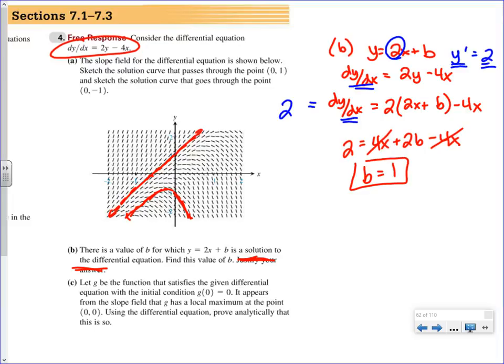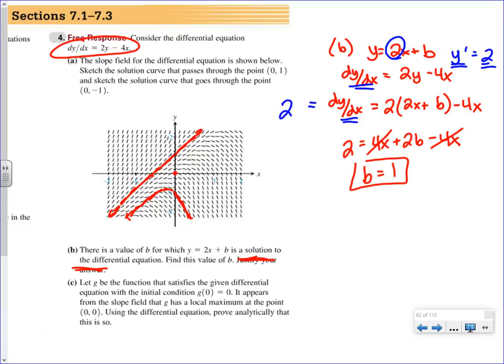Letter C. Let g be the function that satisfies the given differential equation with the initial condition g of 0 equals 0. Oh, it's a point now? Initial condition 0, 0, wouldn't that be here? It appears from the slope field that g has a local maximum at the point 0, 0. Using the differential equation, prove analytically this is so, aka algebraically.